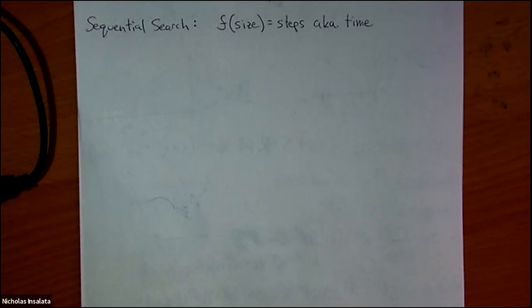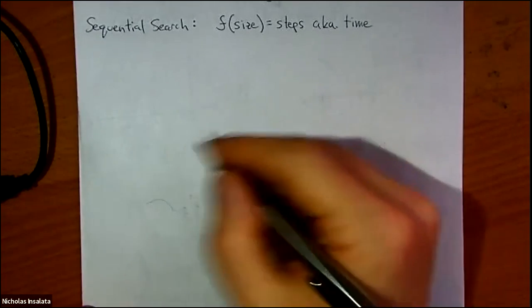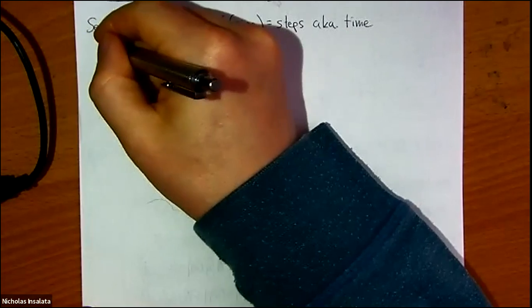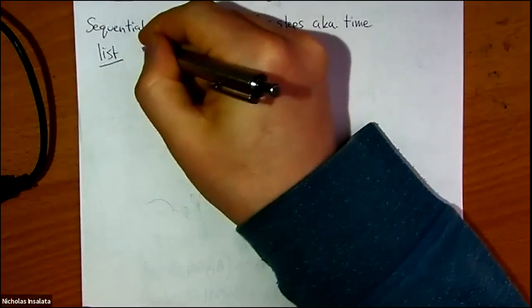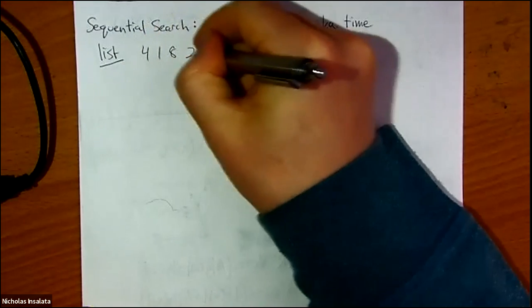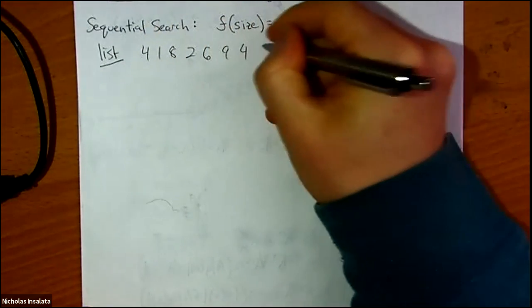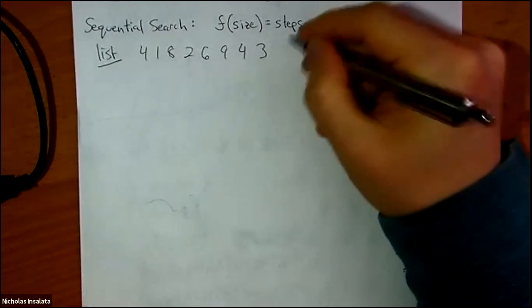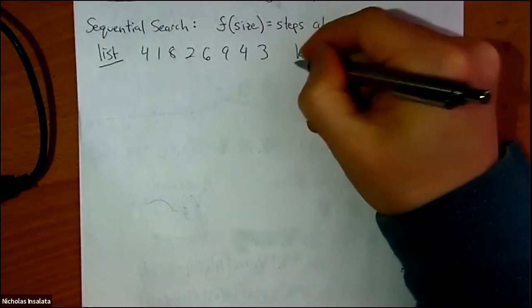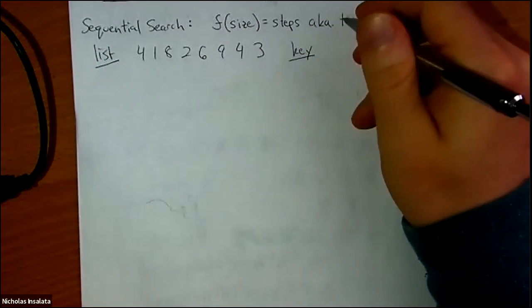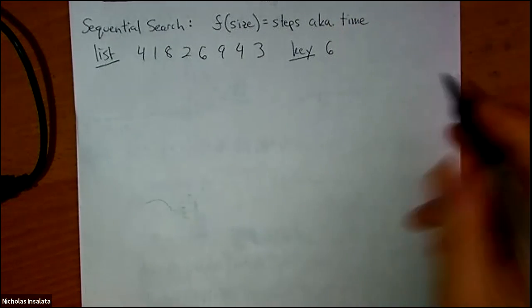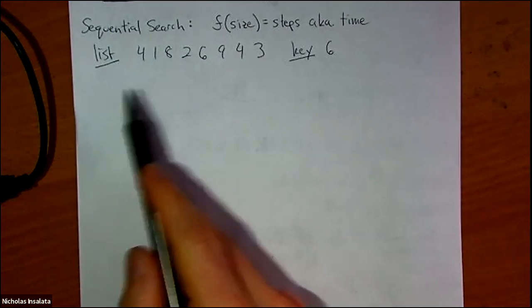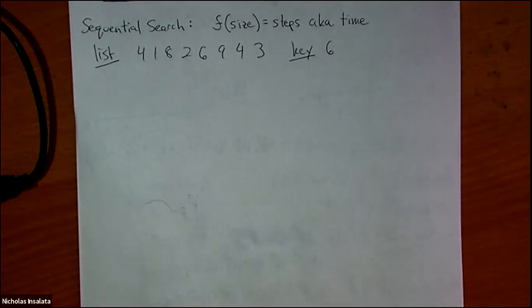So if we have sequential search, let's do a little example. So here's my list, right? So I've got a list, which is 4, 1, 8, 2, 6, 9, 4, 3, and here's my search key, which is going to be 6. So if my search key is 6, how many steps is it going to take till I find that value?